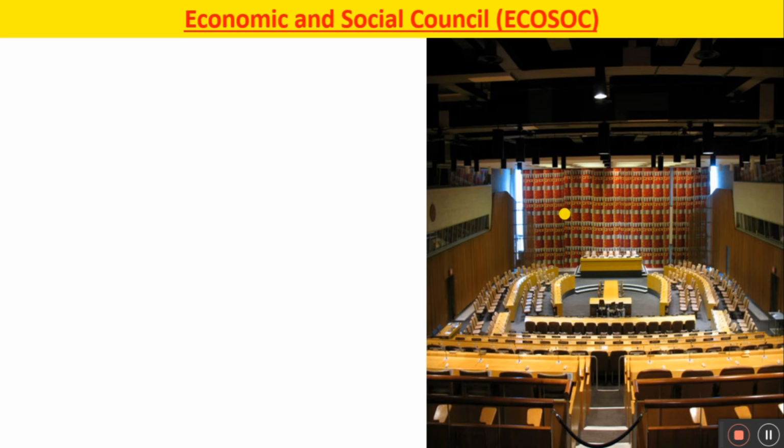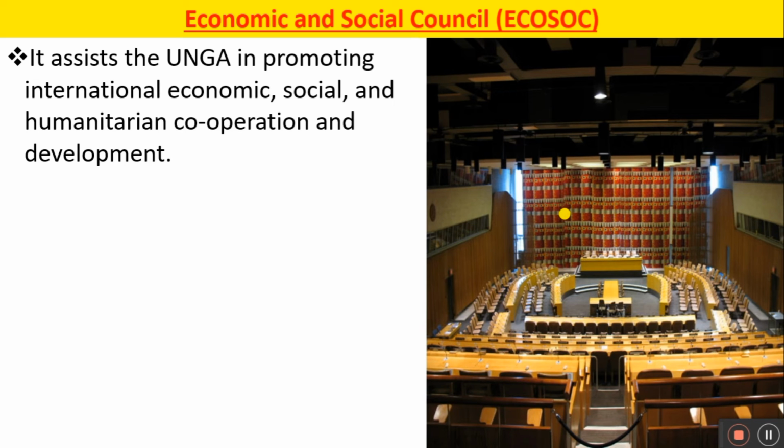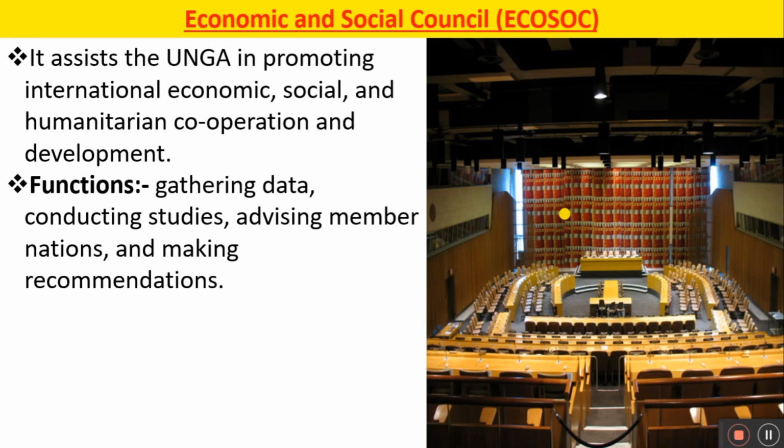The next organ is the Economic and Social Council. The purpose of this organ is to assist the General Assembly in promoting international economic, social, and humanitarian cooperation and development. It gathers information or data, conducts studies on events, advises member nations, and makes recommendations.